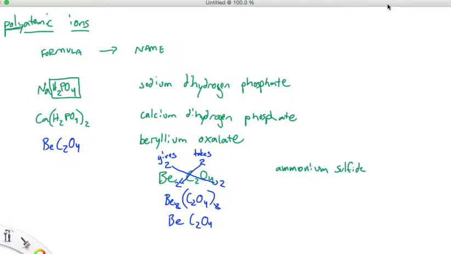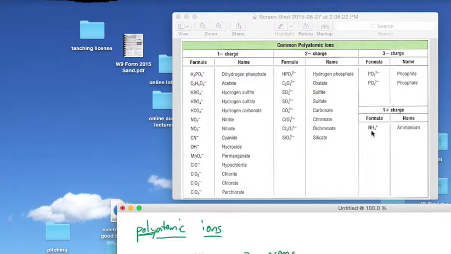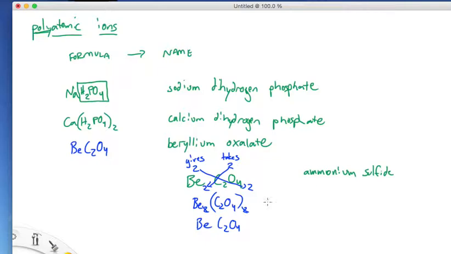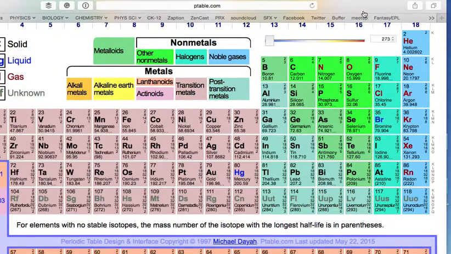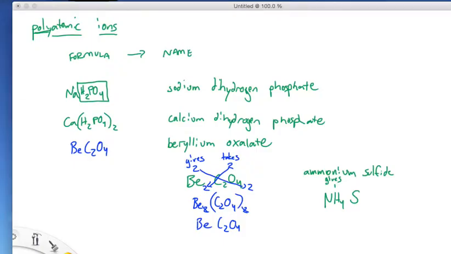Ammonium, well, if you take a look over here, ammonium is NH4, and it gives away 1 electron. So NH4, and it gives 1. Sulfur is S, and we know that from the periodic table because it's right here. Sulfur. It's in this group, so it has 6 valence electrons. It's going to take 2 to get a full valence shell. So it's going to be taking 2.